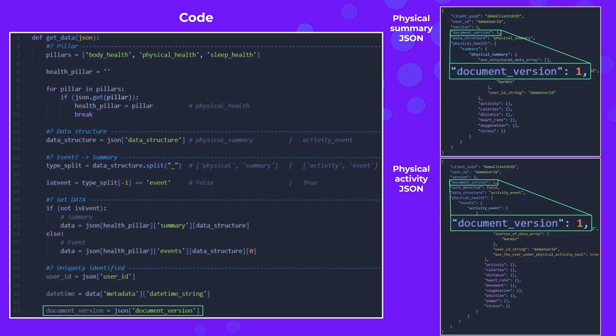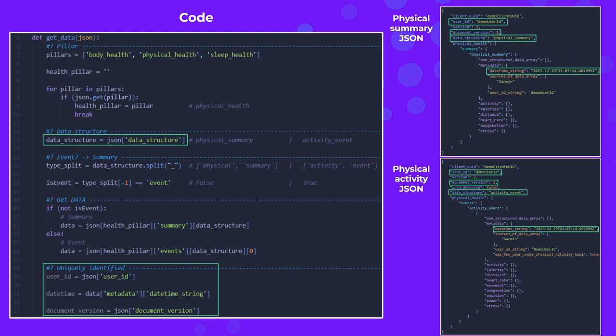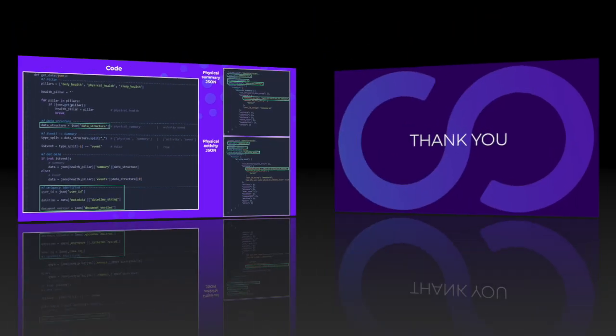Whenever the data source provides an update to an existing event or summary, Rook propagates that change through the webhook with an incremented document version, allowing consumers to clearly identify and track updated versions of the document. In the code, we extract the user ID, data structure, and datetime to uniquely identify the document. By reading the document version, we can determine whether the incoming payload represents a new record or an update to an existing one, allowing us to either insert or update the document accordingly in our database.